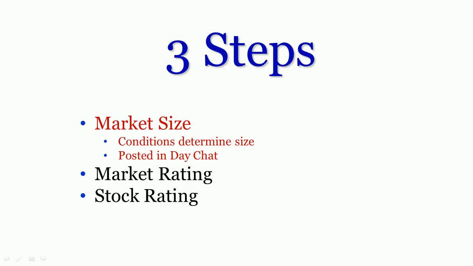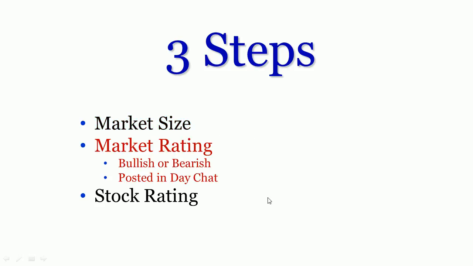So just to recap, three easy steps. Market size: conditions determine size. So if we're in a flat market and a range-bound market, no trend, we need to keep our size small. And you'll see that position size posted in day chat. Market rating: is the market currently bullish or bearish? Which side should we be favoring? If it's bearish, we go with the bear run searches. If it's bullish, we go with bull run. So again, this is all posted in the chat room.